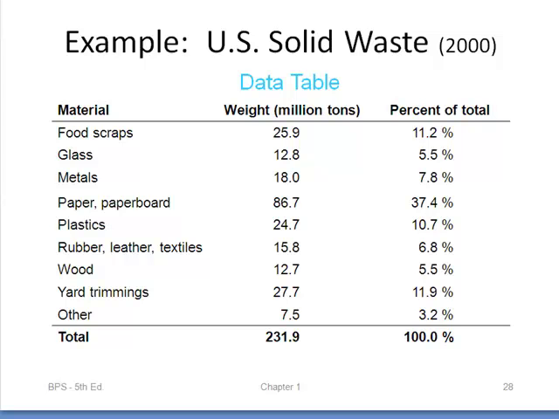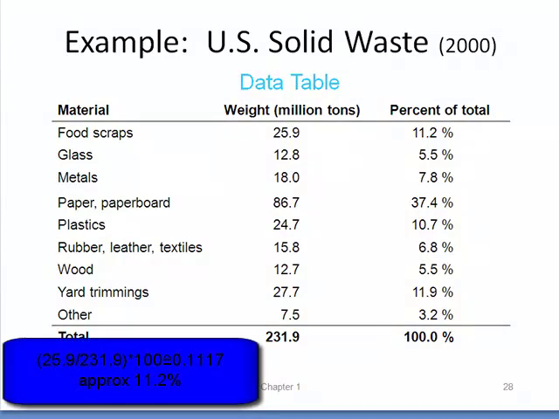Now here's a frequency, because it tells the frequency, and the relative frequency chart. So we find out that food scraps, 25.9 million tons, are food scraps. The total weight of U.S. solid waste, see at the bottom the total is 231.9, so we now can find out what percentage of our waste is from food scraps.